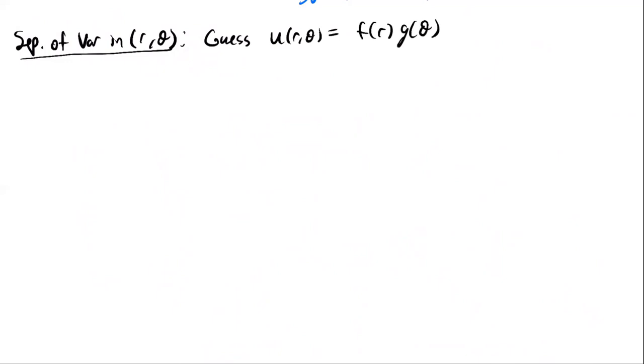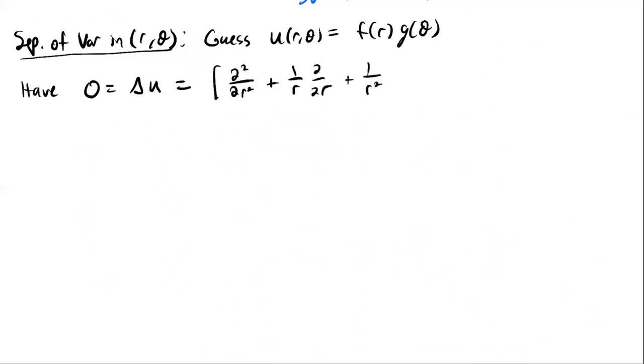Well, we have 0 is equal to the Laplacian of u. Remember the Laplacian in polar coordinates takes the following form. I have the second derivative with respect to r, plus 1 over r times the first derivative with respect to r, and then finally, plus 1 over r squared times the second derivative with respect to theta. So if I guess that my function u has this form, I can write Laplace's equation in this manner.